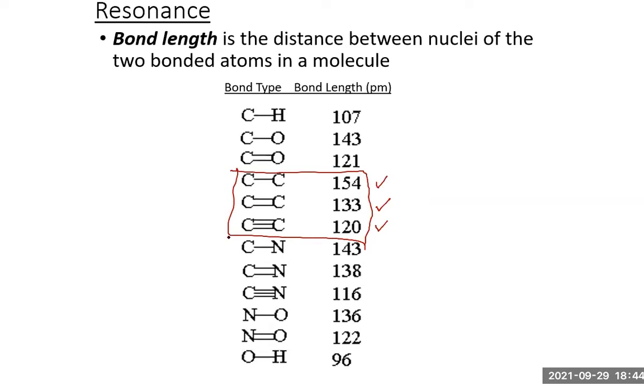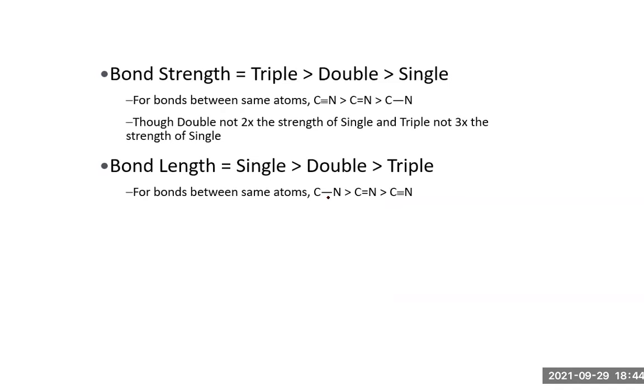And we see that pattern even with carbon and nitrogen. Single bonds are 143, 138 for a double bond, and 116 for a triple bond. So the general pattern that we see is a single bond is the longest. And as we bring those electrons in to make a double bond or even a triple bond, it brings the atoms in that bond closer and closer to each other every time you put another bond on.